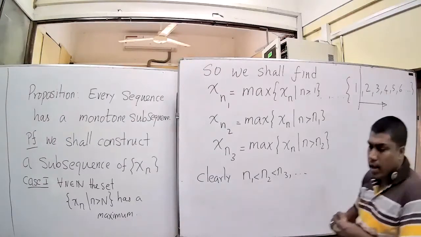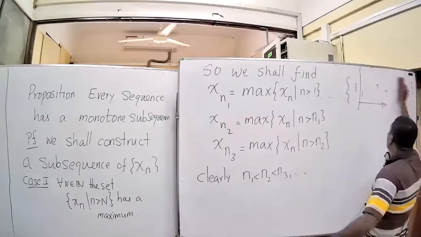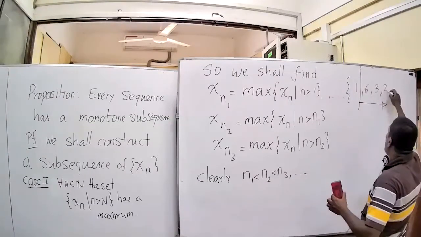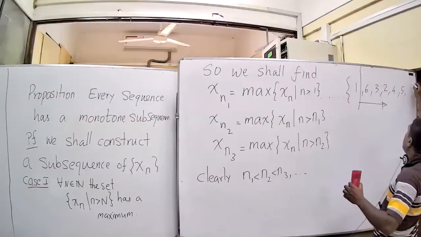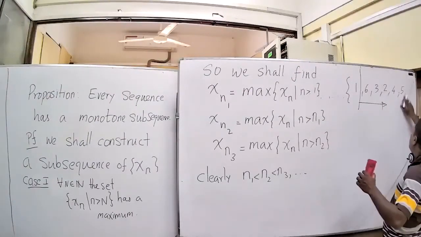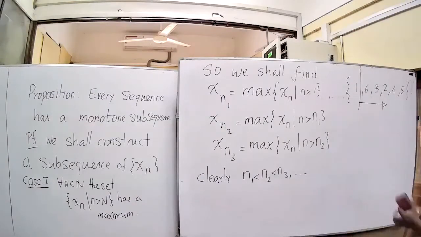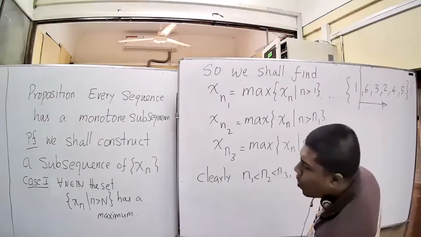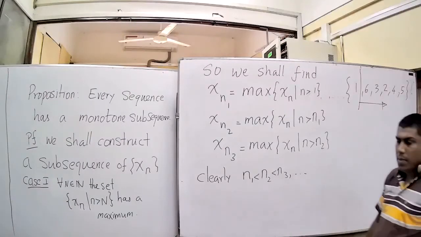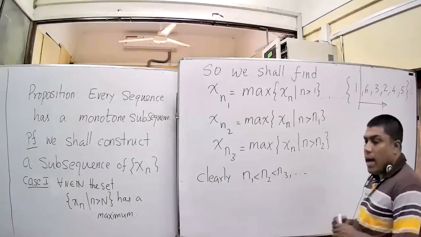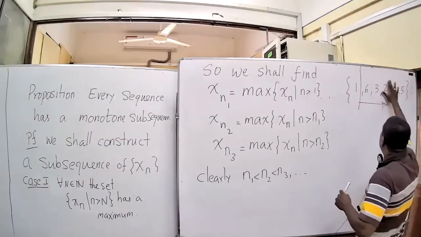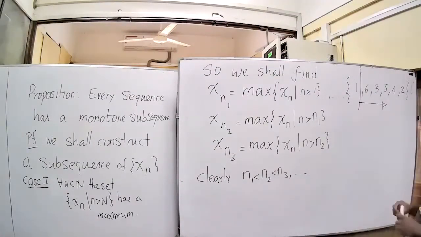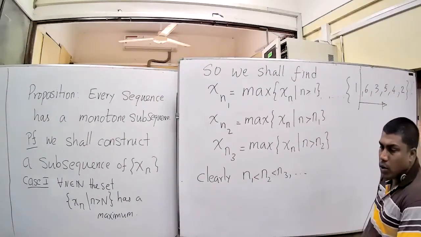Let me rearrange them and do this with just a finite set, for example. I have the numbers 1, 2, 3, 4, 5, 6, but not in order: 1, 6, 3, 2, 4, 5. That is how I have the order. Here I will put 5, and here I will put 2.